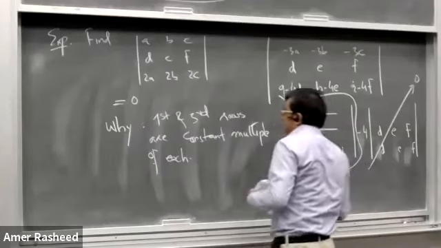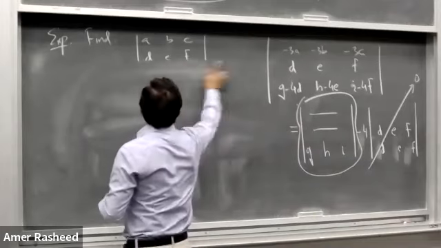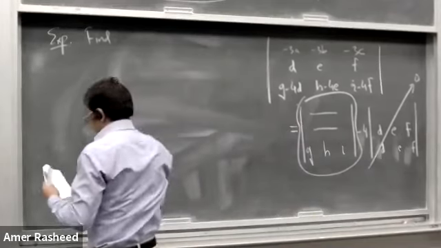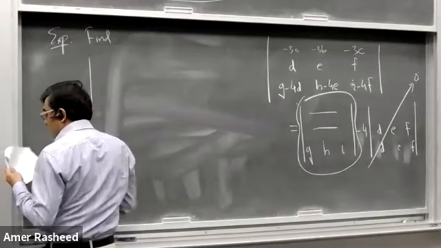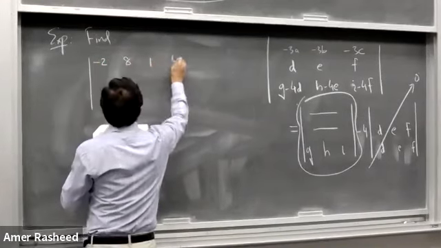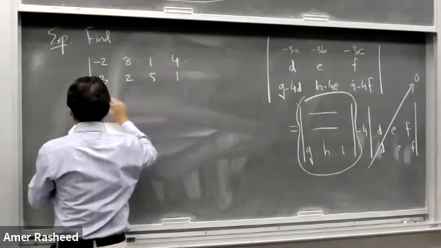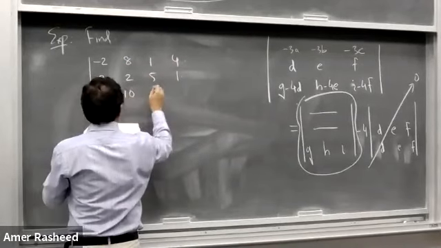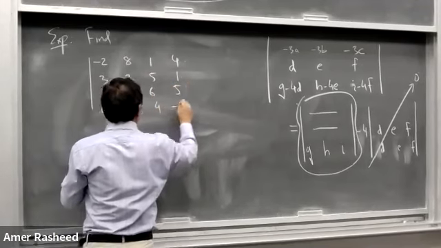Let me show you another example: 2, 8, 1, 4, 3, 2, 5, 0, 1, 1, 10, 6, 5, 4, negative 6, 4, negative 3.